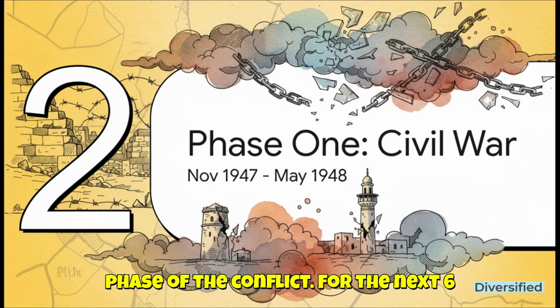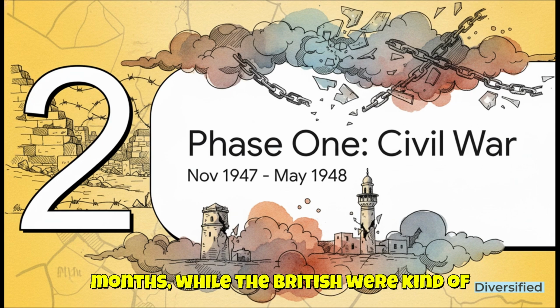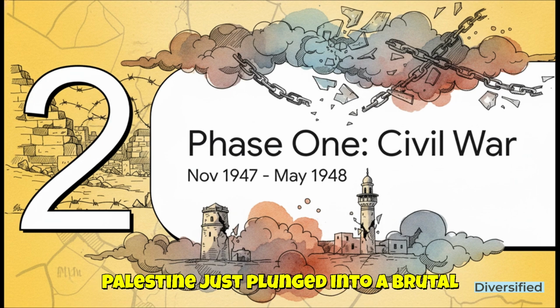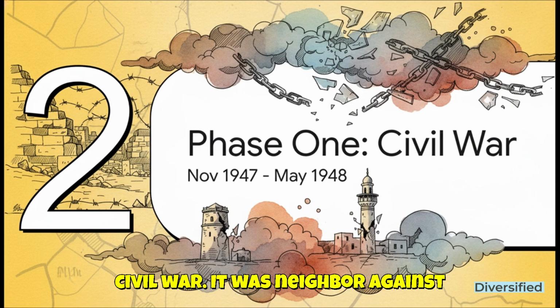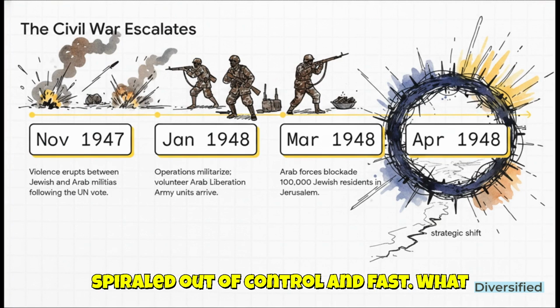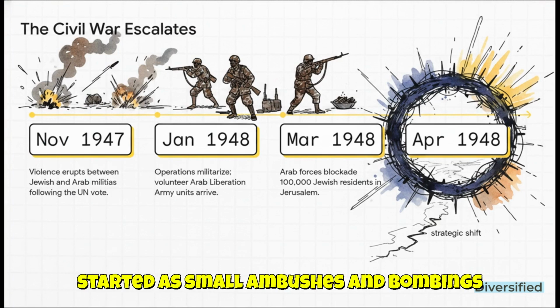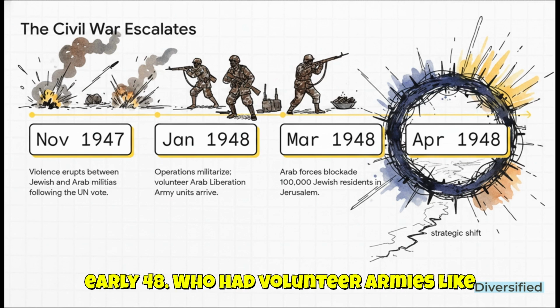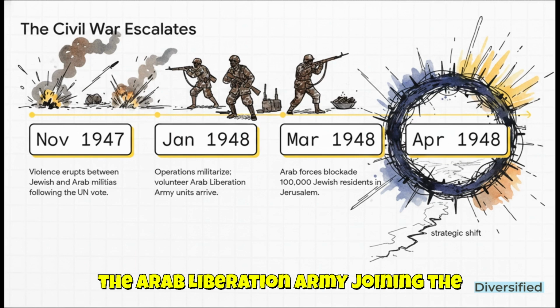For the next 6 months, while the British were kind of still there but packing their bags, Palestine just plunged into a brutal civil war. It was neighbor against neighbor, Jewish and Arab militias fighting for control. Things just spiraled out of control, and fast. What started as small ambushes and bombings quickly became much more organized. By early 48, you had volunteer armies like the Arab Liberation Army joining the fight.